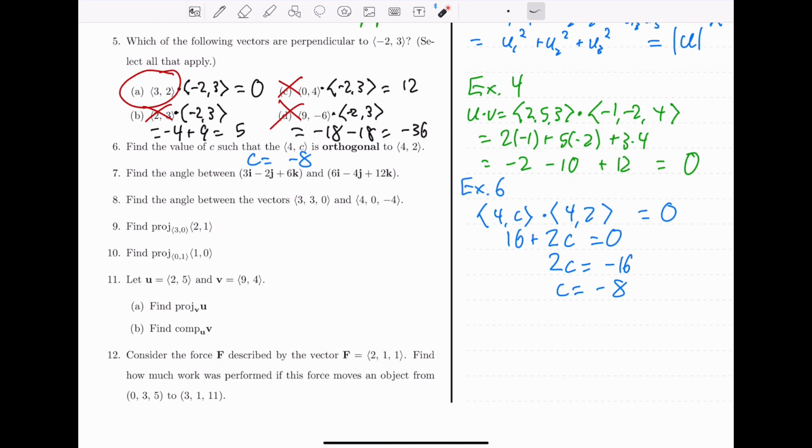Let's take a look at example 10. We want to find the projection of 1, 0 onto 0, 1.